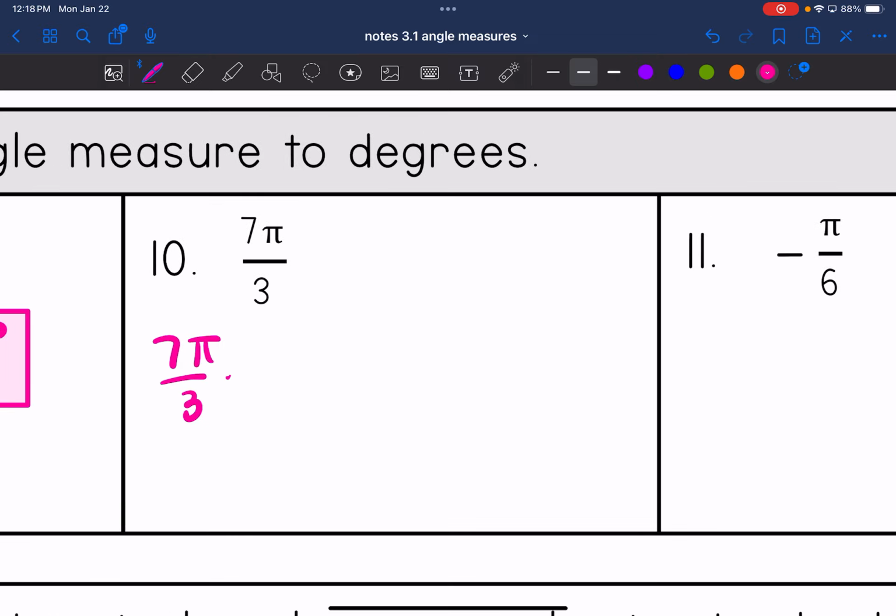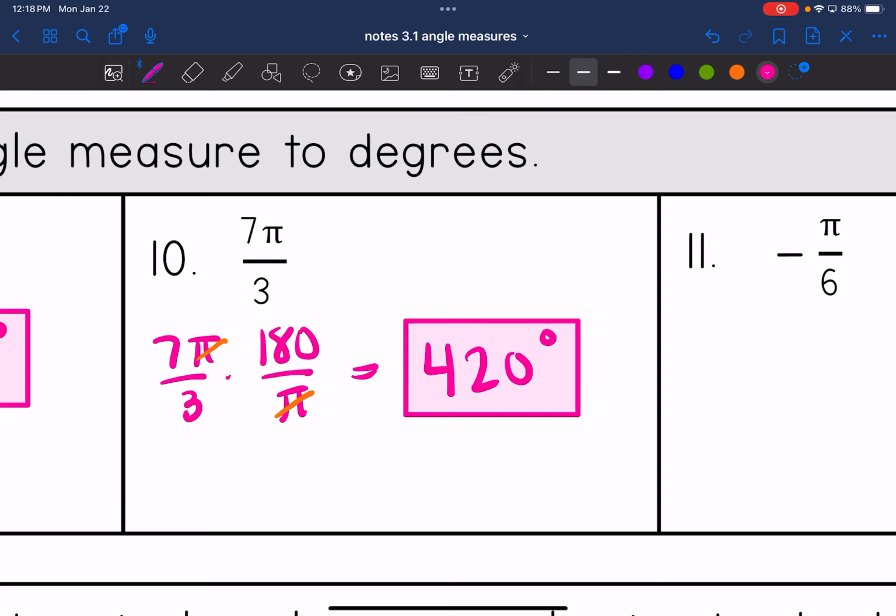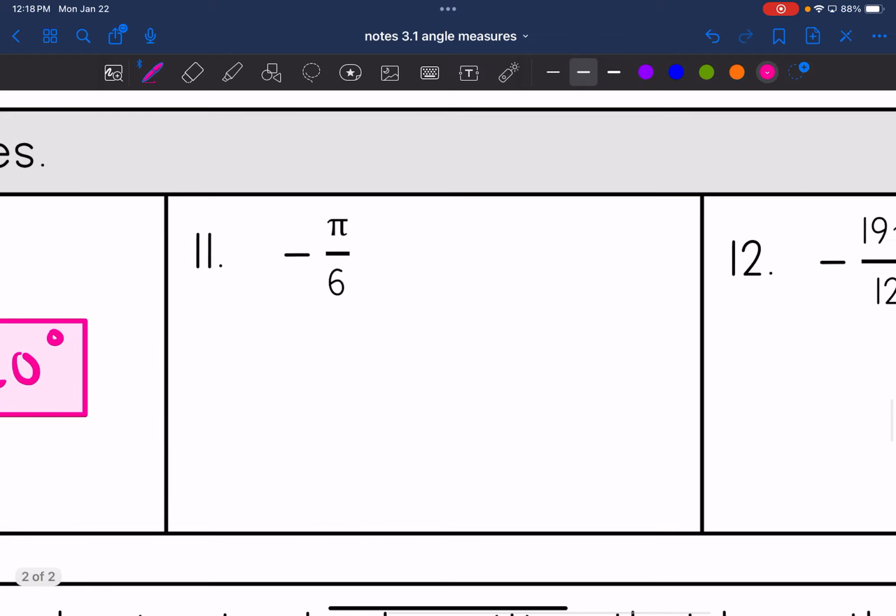Seven pi over 3 times 180 over pi. Pi symbol is going to cancel out. I know that 180 divided by 3 is just 60, so I have 7 times 60. So that would be 420 degrees. Negative pi over 6 times 180 over pi equals, the pi symbols are going to cancel out. And then 180 divided by 6 gives us 30. So this will be negative 30 degrees.